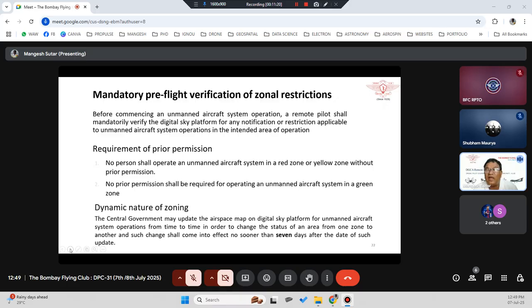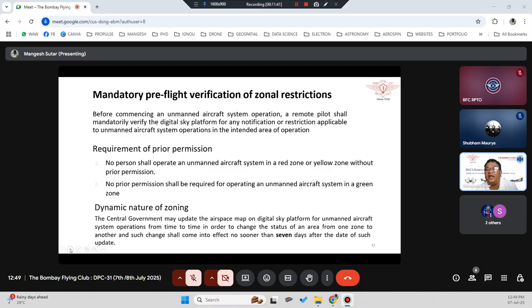Okay, if you want to fly a drone in a red zone, you have to take permission from the central government only. Red zone is almost a no for flying drones. You don't easily get permission to fly in a red zone. Yellow zone, maybe you can get with a valid justification and valid requirement only.